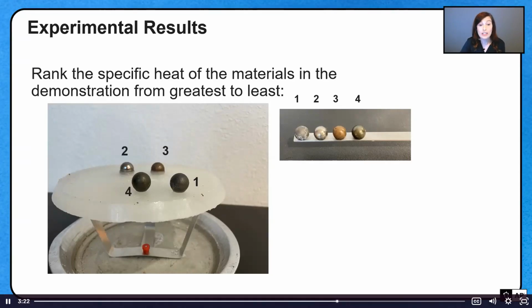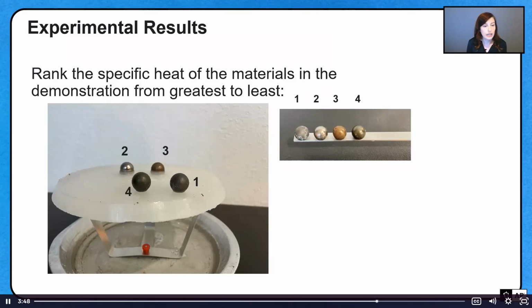Okay, because we don't know the actual temperature change or the amount of energy transferred, we can't calculate the specific heats. But we know the ones that keep melting the paraffin the longest show the smallest temperature change, because there's still a temperature difference between the sphere and the paraffin, so they keep melting the paraffin. They're continuously transferring the energy. So therefore, we can qualitatively compare the specific heats.